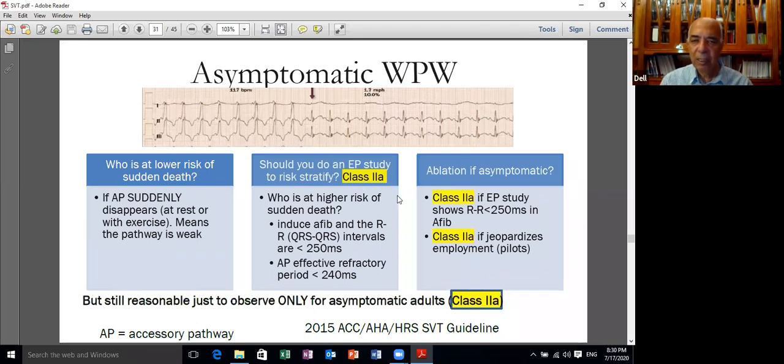If the patient is asymptomatic but is in a risky job, is a pilot, is working in the military, is driving a public carrying vehicle, then under these circumstances, based on the risky situation of this job, you can ablate the accessory pathway. So usually we leave them alone unless there is evidence of a rapidly conducting accessory pathway or a dangerous job.